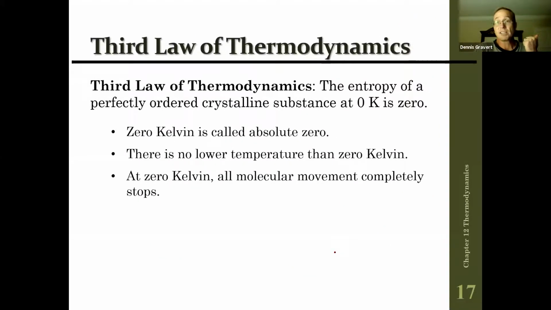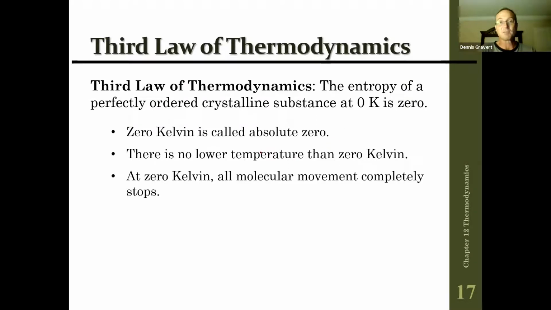First law, energy is constant. Second law, entropy, the randomness of the universe, increases for any spontaneous process. Third law, as you lower the temperature, things become less chaotic, less random. In fact, if you go to a perfectly ordered crystal at 0 degrees Kelvin, absolute zero, we define the craziness of entropy to equal 0.